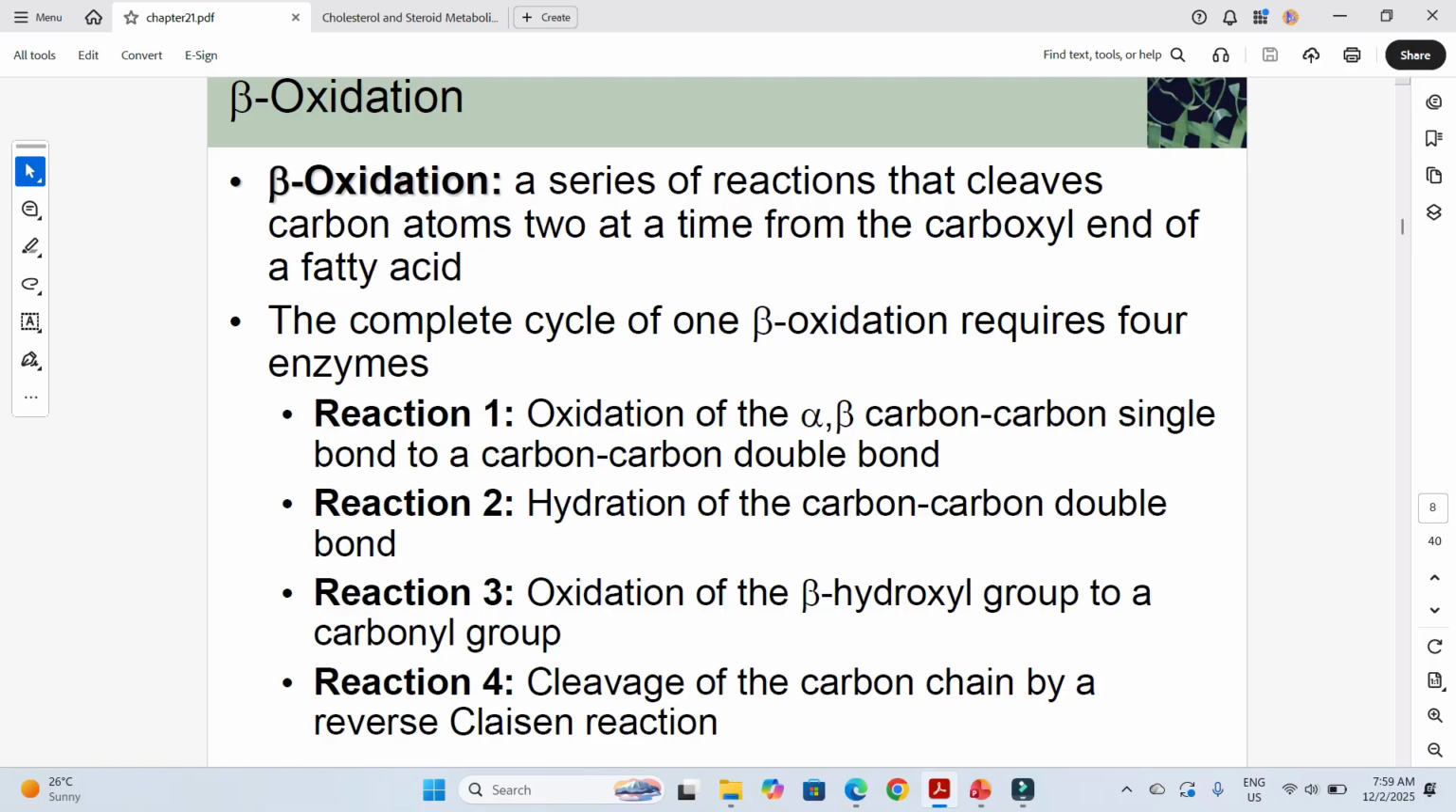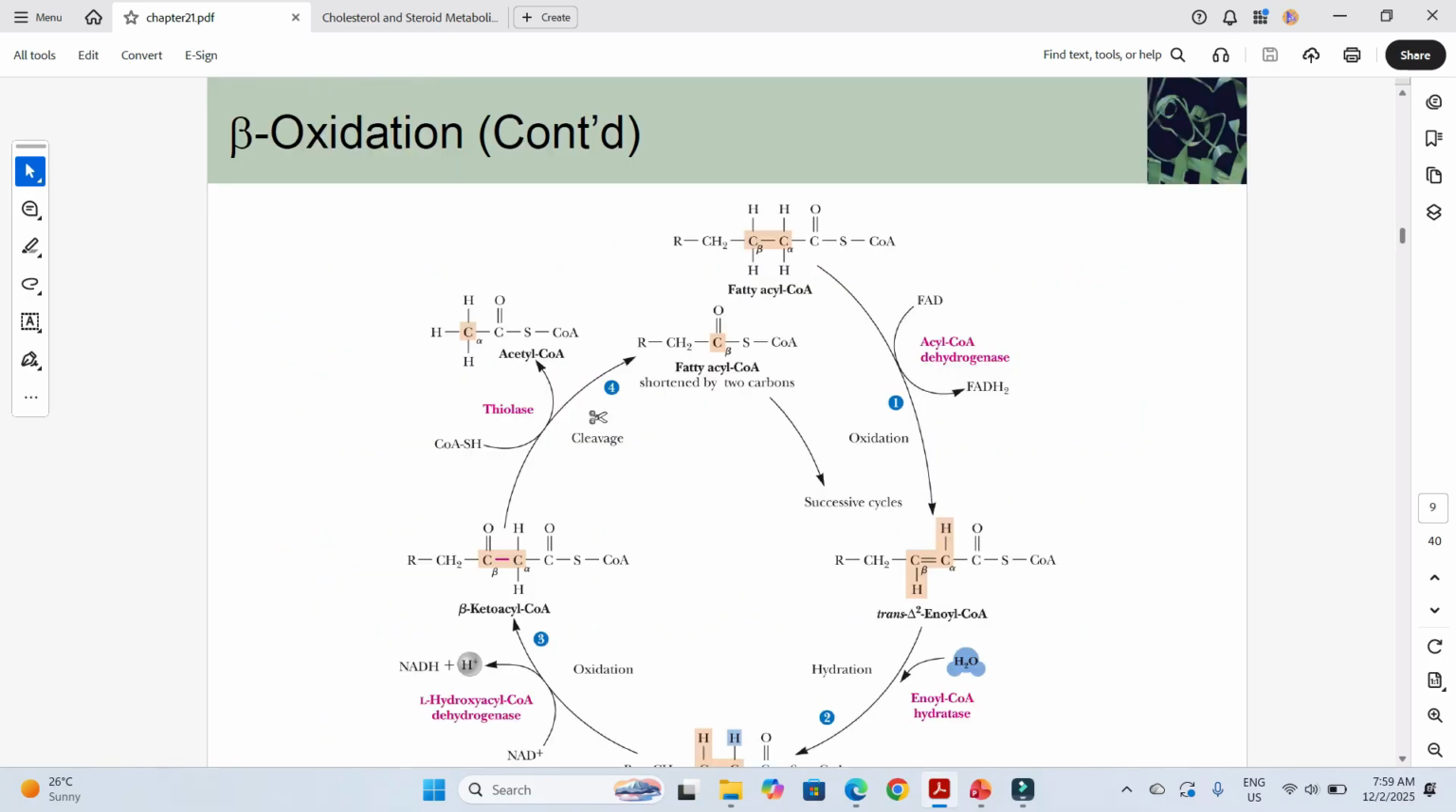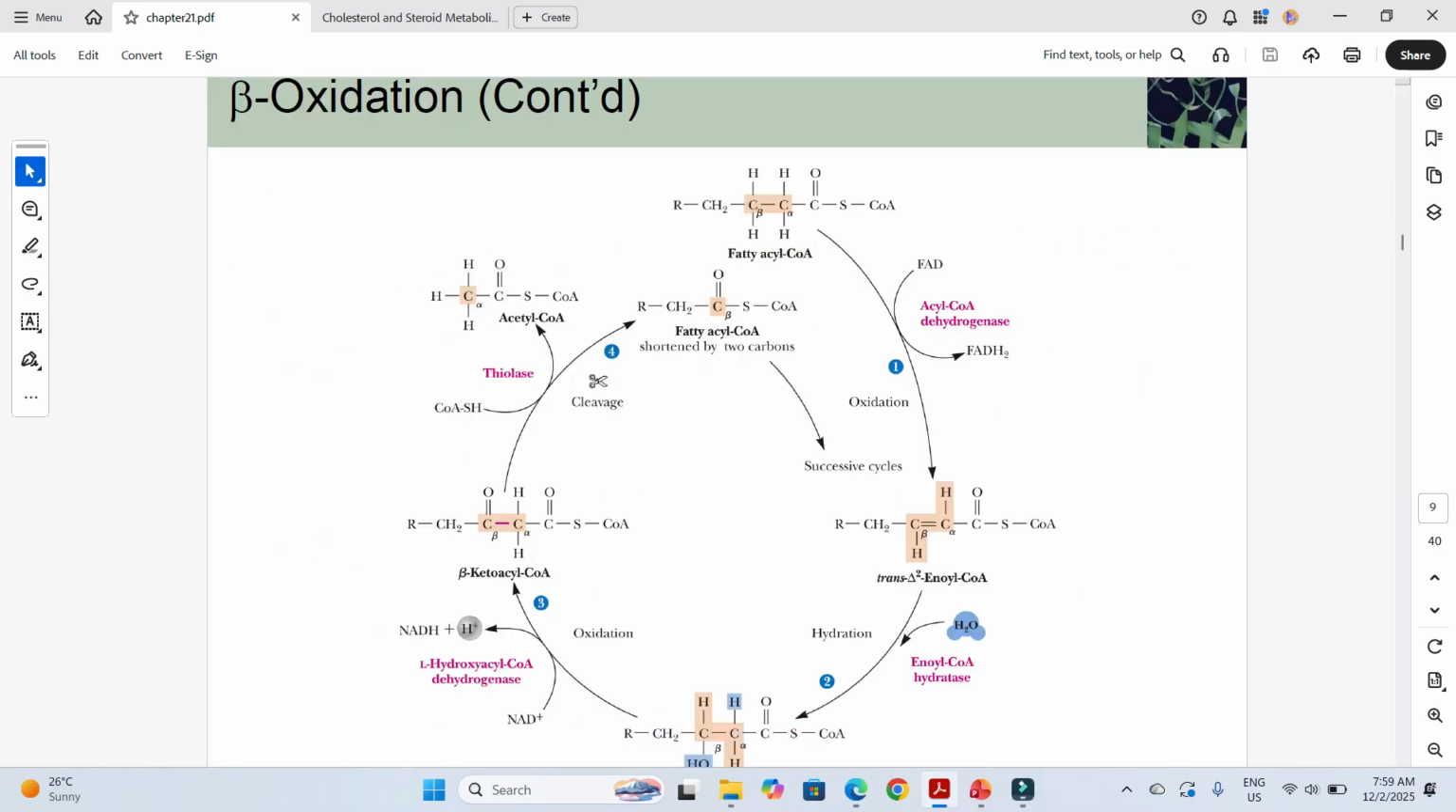And reaction 4 involves the reverse Claisen condensation. Claisen condensation is a reaction that you learned about in organic chemistry. So the reverse Claisen condensation has a net result of releasing acetyl-CoA and a fatty acyl-CoA that has been shortened by 2 carbon atoms. Okay, let's look at the diagram, exactly what's going on.